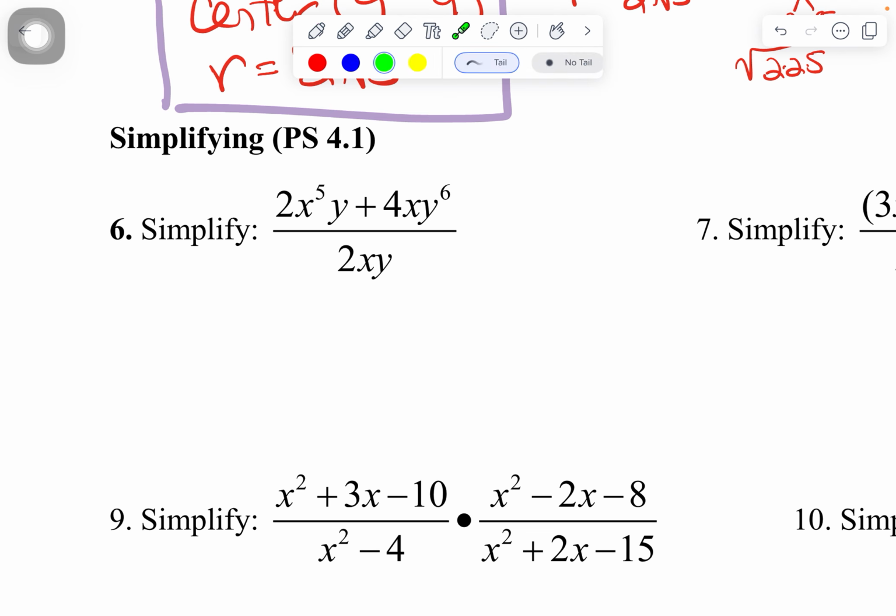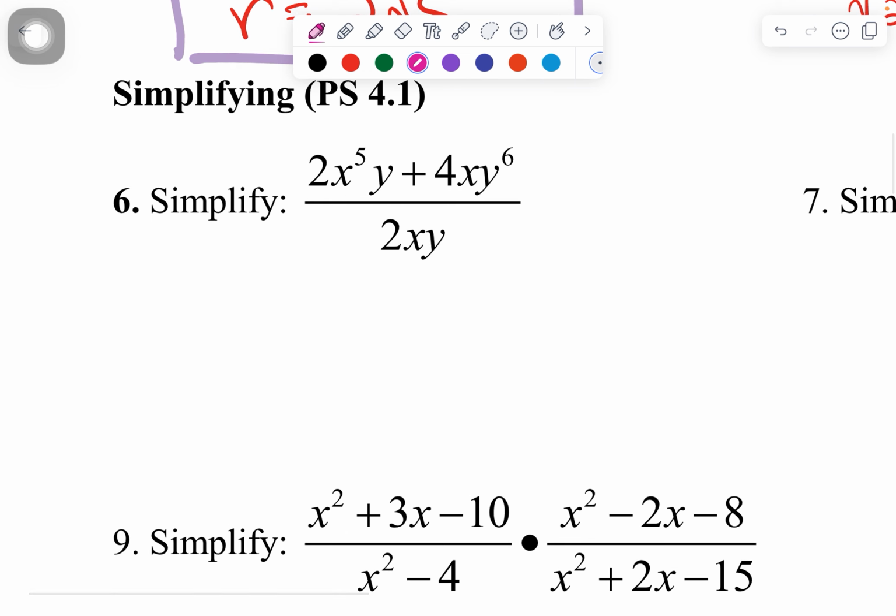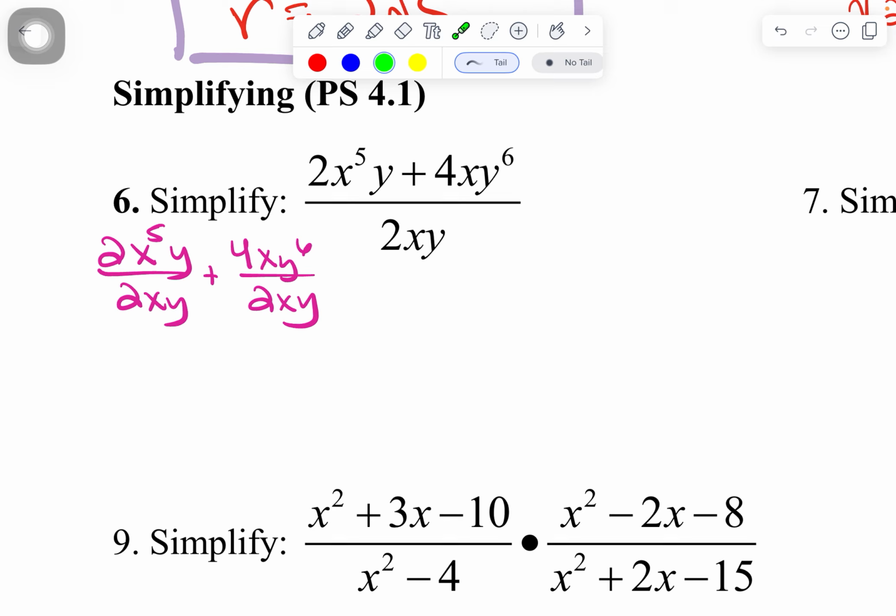What I'm going to be looking to do is see if I can divide this first term from the numerator and this denominator, and then I'm going to see if I can divide the second term from the numerator also with the denominator. Now, if it helps you, you are more than welcome to rewrite this as two separate fractions. You can do this with any fractions, just split it up, the same denominator in both cases, and that might help you remember, oh, this denominator goes with both of those pieces.